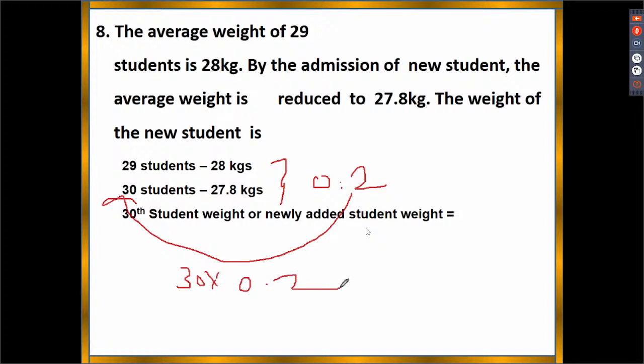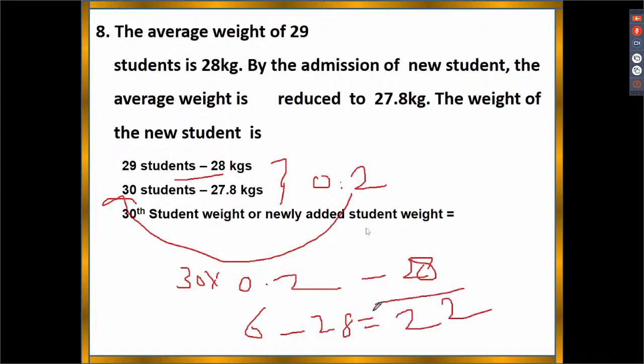Six, minus the old average 28. Don't take the negative sign. So 6 minus 28, how much? 22 is the correct answer. That is the correct answer between 29 into 28 minus 30 into 27.8 marks. Clear, all of you?